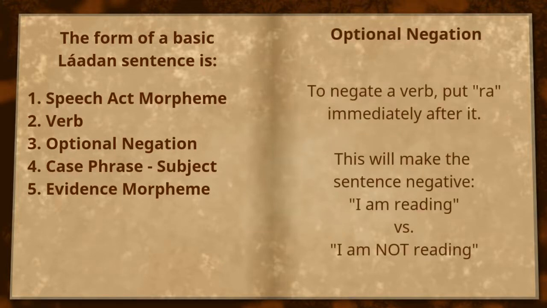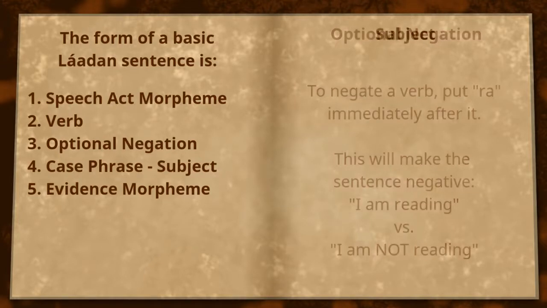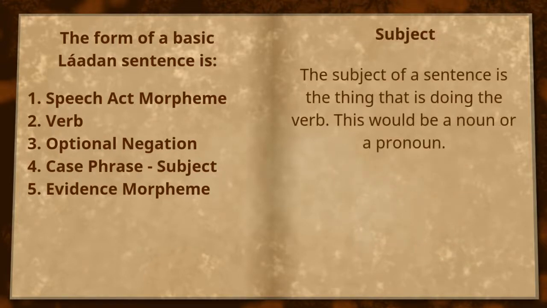To negate a verb, put ra immediately after it. This will make the sentence negative. So for example, you would change I am reading to I am not reading. The subject of a sentence is the thing that is doing the verb. This would be a noun or a pronoun.